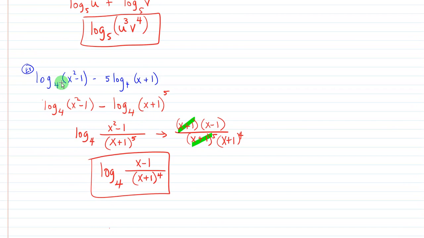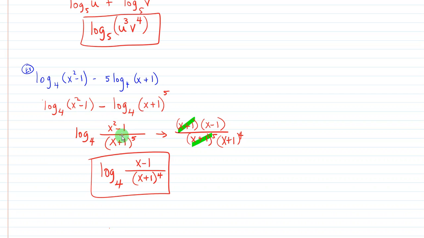This example, we're doing subtraction. So we're going to put this 5 up here as a power. So now I've got 2 log base 4s, and because it's subtraction, I'm going to write it as a quotient.